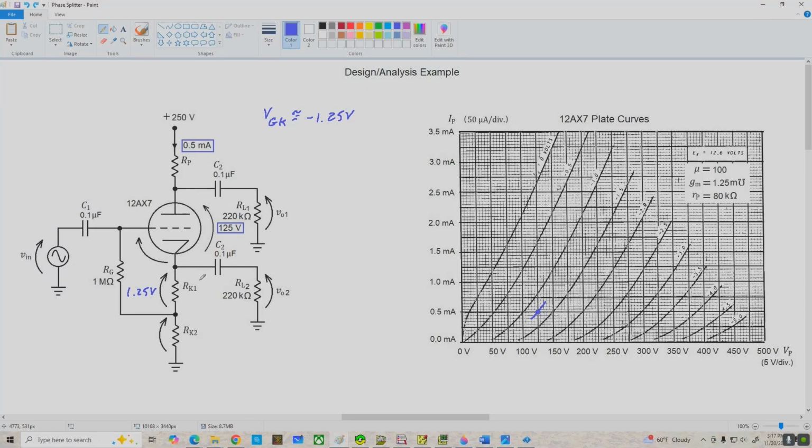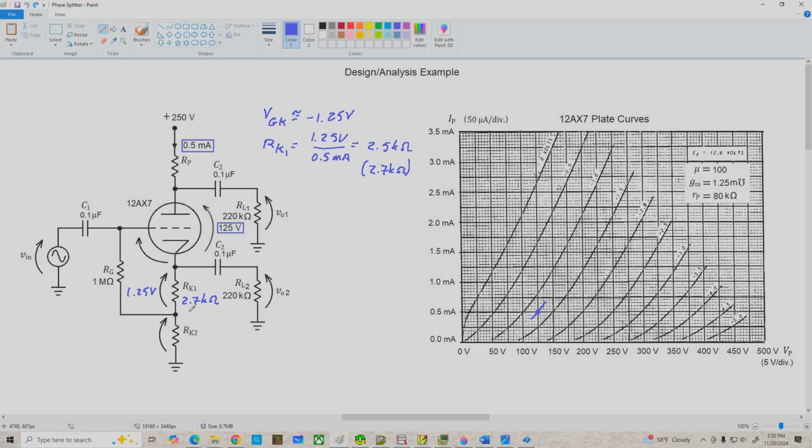And now we can determine the value of RK1 using Ohm's law. That is, RK1 equals the drop on RK1, 1.25 volts, divided by the current through, which is IPQ, 0.5 milliamps. And that works out to be 2.5k ohms, which is not a standard value. If you had one laying around, you could use this, but I'm just going to go with 2.7k. That's the closest standard value I've got handy, and that'll give me a little bit less plate current, but that's not a problem. So let's just fill that in over here, 2.7k ohms.